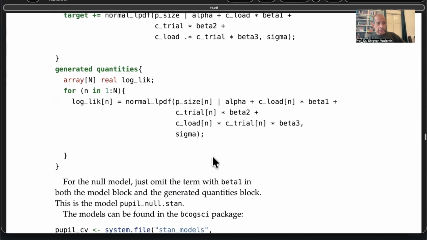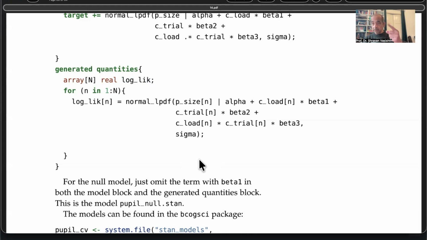What's new is in the generated quantities block. So we create an array with as many cells as there are data points, and we have to call it log_lik, because we will feed the results of this model, the object that stores the posterior and so on, into the loo package functions.